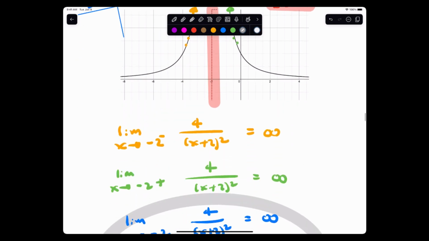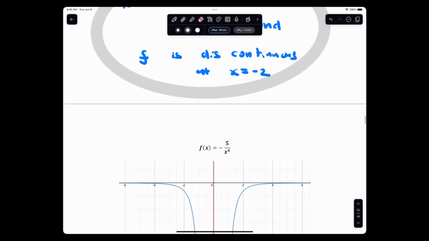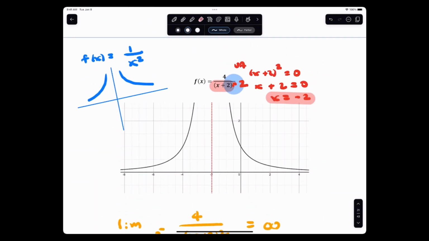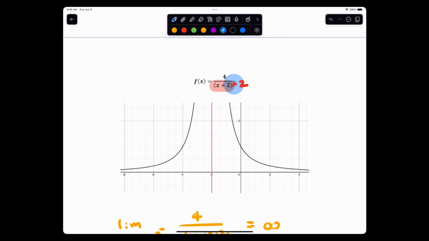And I want you guys to do this. I'm going to do this to you because this is something math instructors love doing, especially myself. They might even ask you, what's the limit as x goes to 0 for 4 over x plus 2 squared?